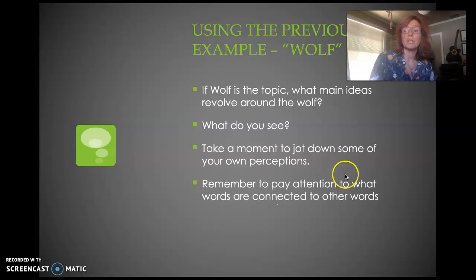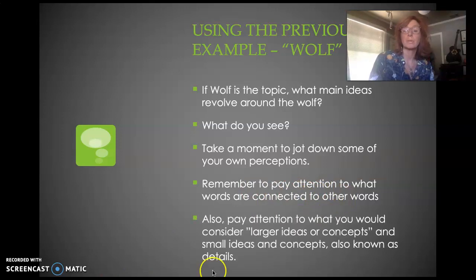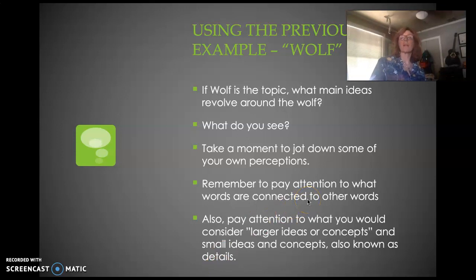And you want to pay attention to what words are connected to other words. Also pay attention, like I said earlier, to what are the larger concepts and what are the smaller details, right? Larger concepts, smaller details that support. That's what we're going to talk about, supporting ideas. These details support these larger concepts. Or you could think of it as, here's a large concept. How do you describe this larger concept? Those are the supporting ideas.